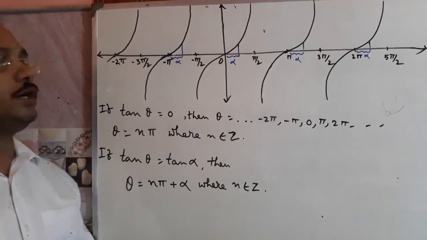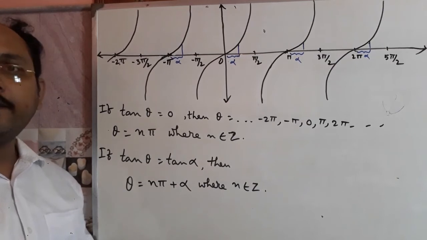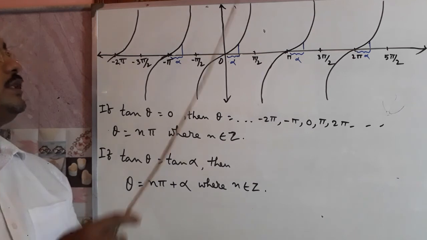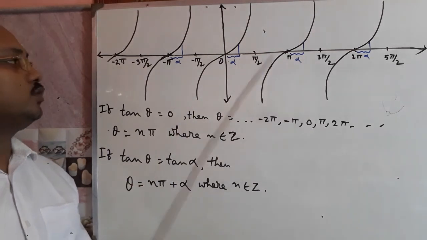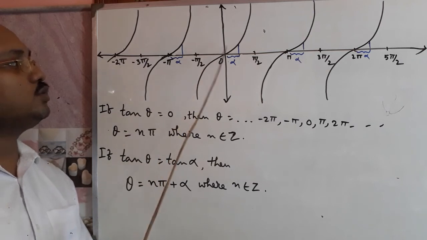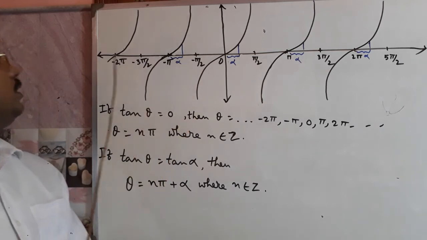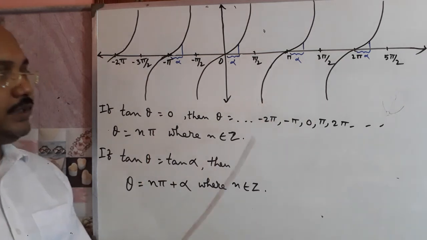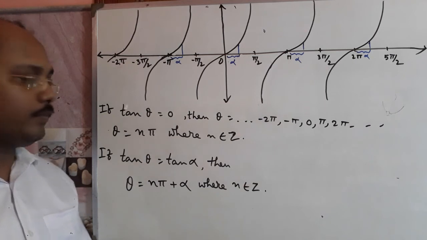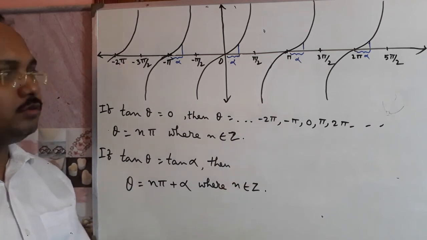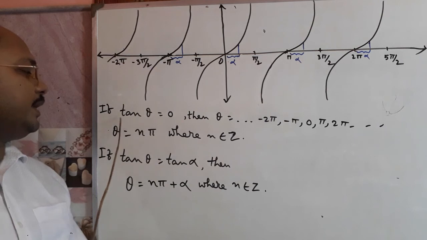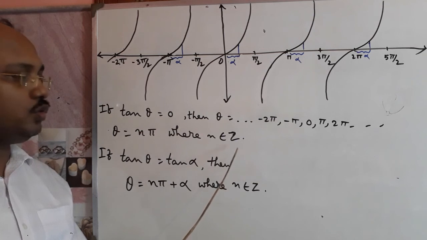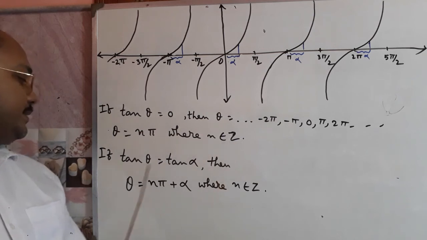General solution of the trigonometric equation containing the trigonometric function tan. You see this is the graph of tan. So for which values is tan theta equal to 0? You see, for minus 2 pi, minus pi, 0, pi, 2 pi, that means the multiples of pi, either even or odd. So if tan theta is equal to 0, then theta is equal to n pi where n belongs to Z. Z means the set of integers.